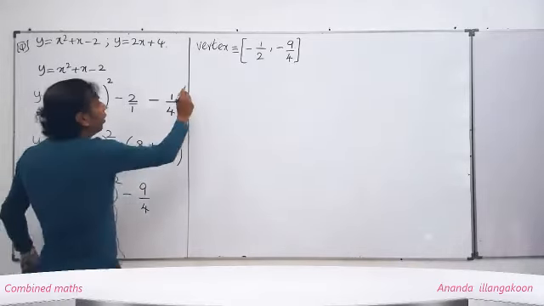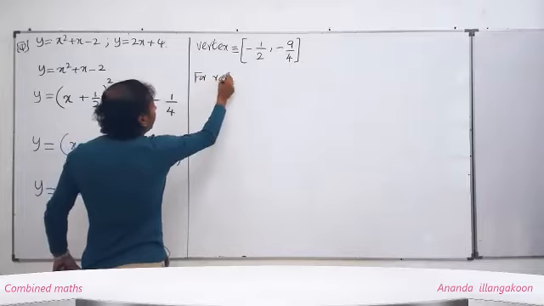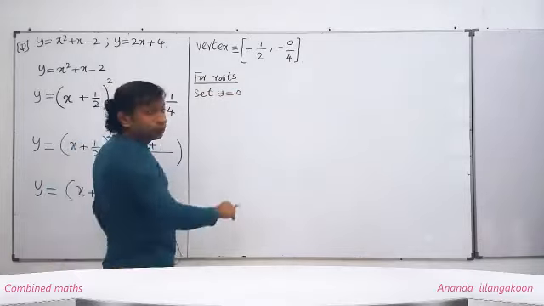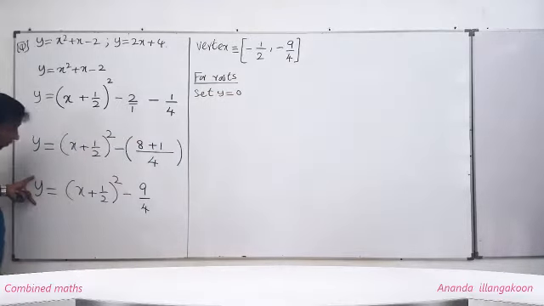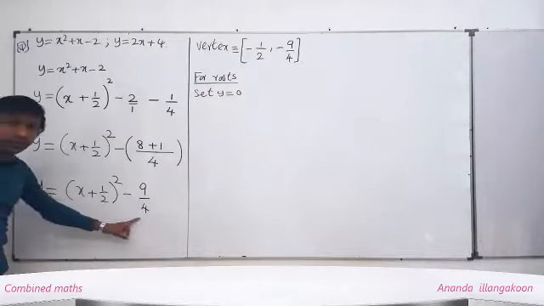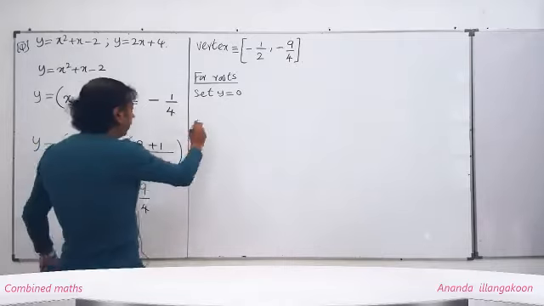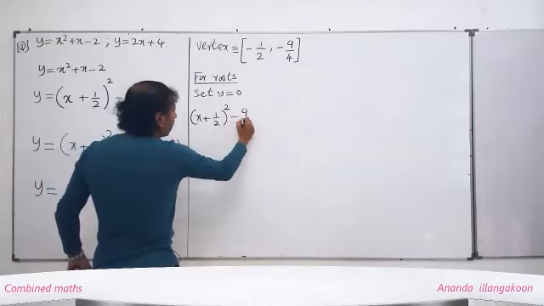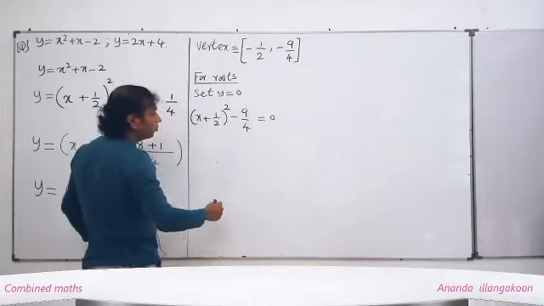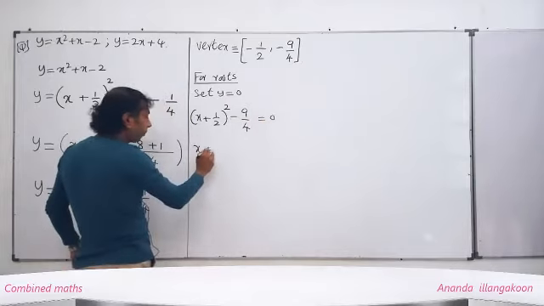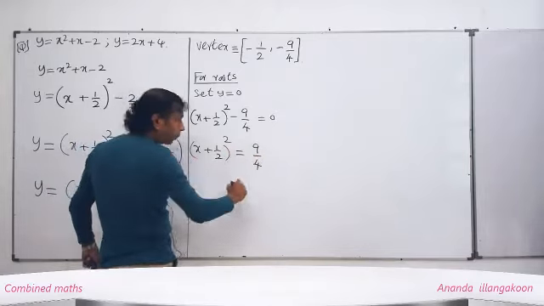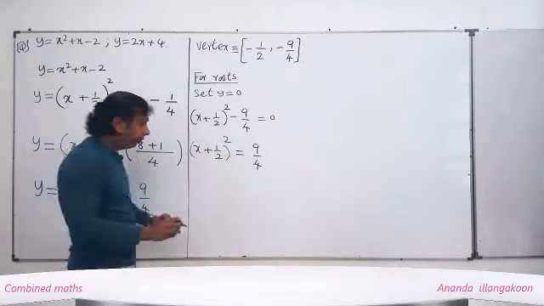For roots, we know, people, what? We have set y to 0. Once you put 0 here, people, what do you get? 0 equals this. That means this equals 0. So x plus half to the power 2 minus 9 by 4 equals 0. Bring this to the right hand side, people, plus 9 by 4. Then take the square root on the right hand side.